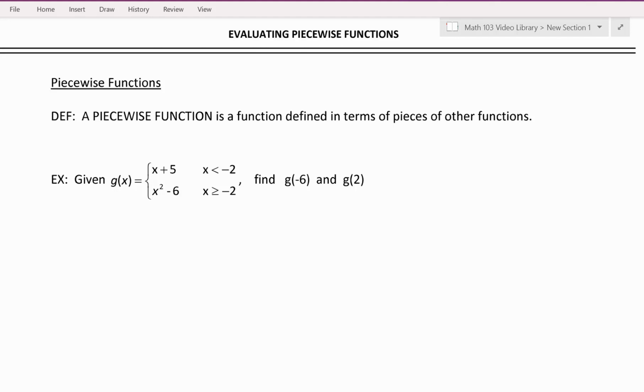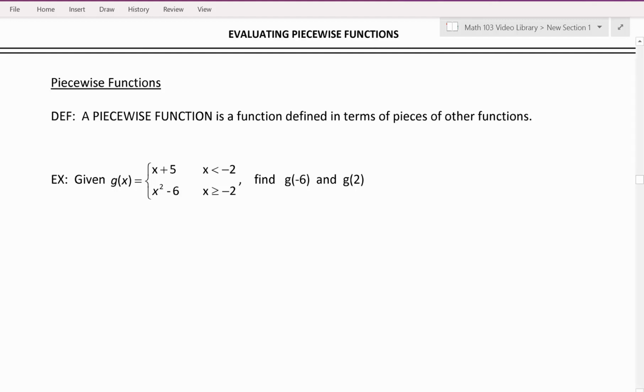This video discusses how to evaluate piecewise functions. A piecewise function is a function defined in terms of pieces of another function. So we're going to use one function for certain x values. We're going to use another function for other x values.